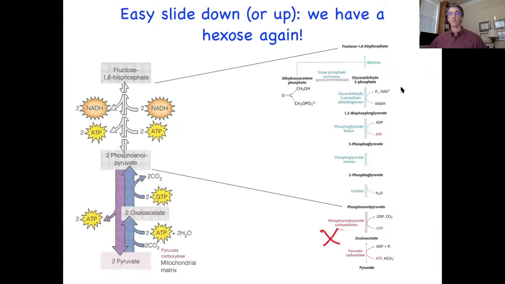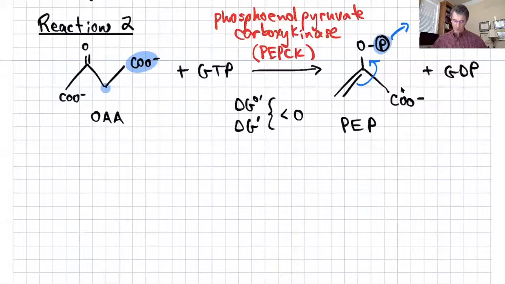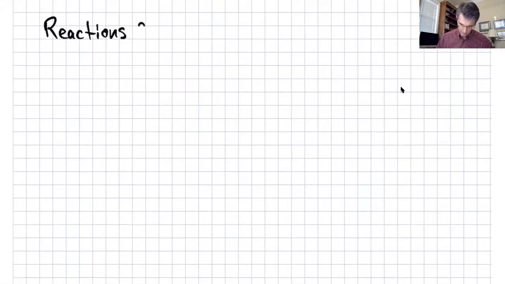Okay, so now we can just jump to the end of the pathway. Once we've got this, we now need to bypass those committed steps at the top of glycolysis, right? Okay, so to do that, we have our last few reactions, which I'm just going to call reactions 9 to 11. I'm just going to write them all out because they're relatively straightforward. So these are reactions 9 to 11 of gluconeogenesis, right?